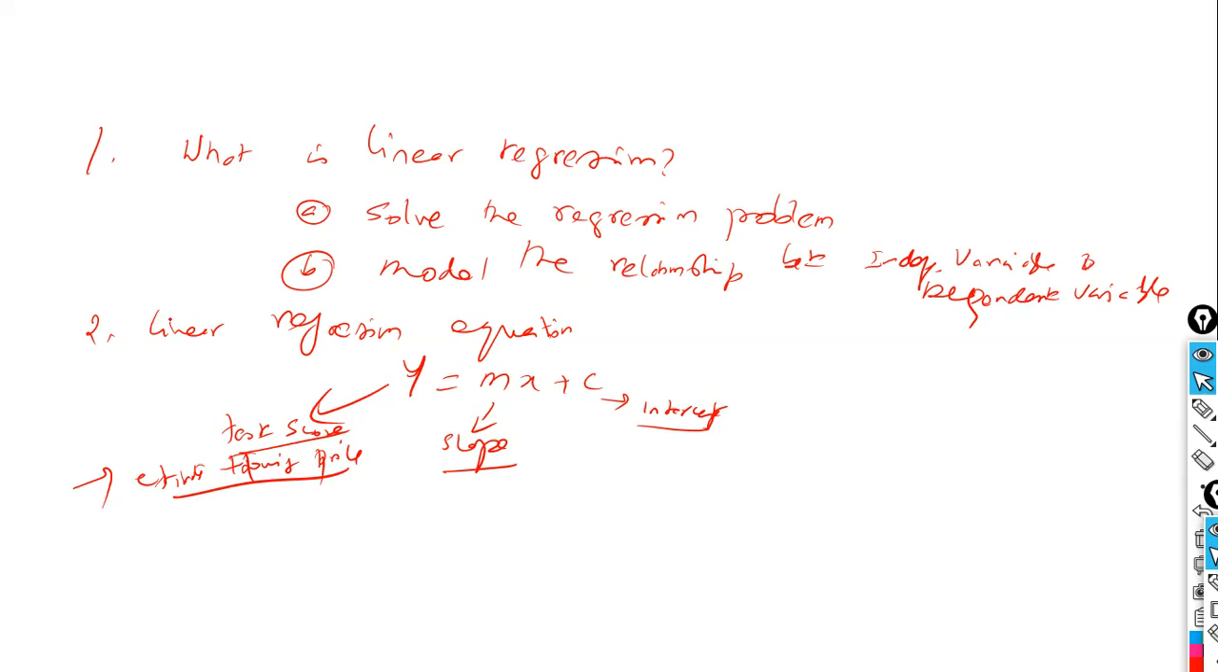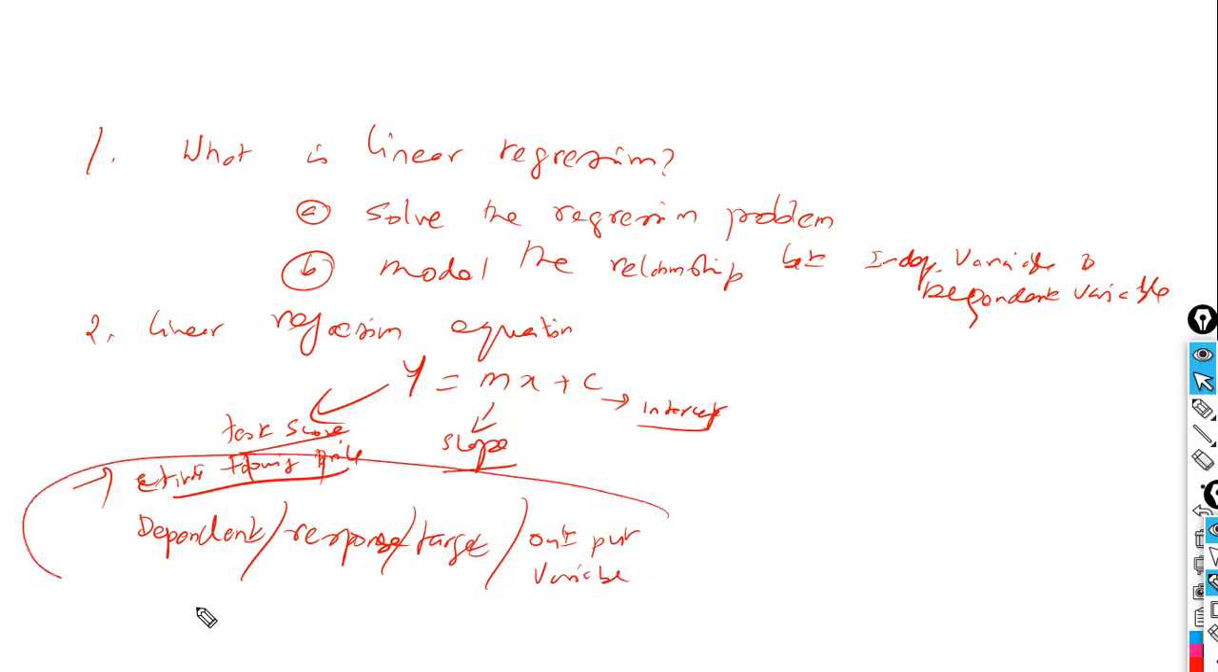So why is that the dependent variable? Yes, you are correct. That's correct. Y is also called the dependent variable or response variable or target variable or output variable. All these terms refer to the y variable. And what is x?